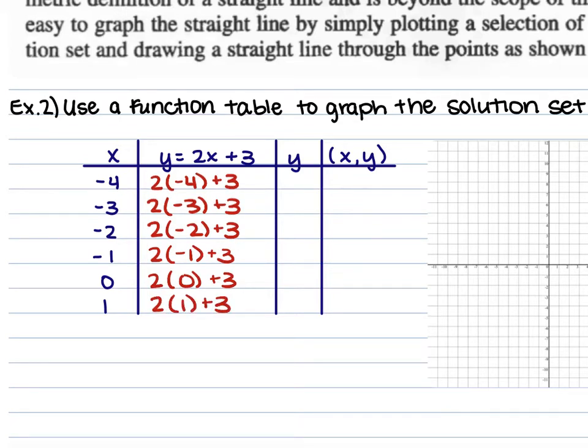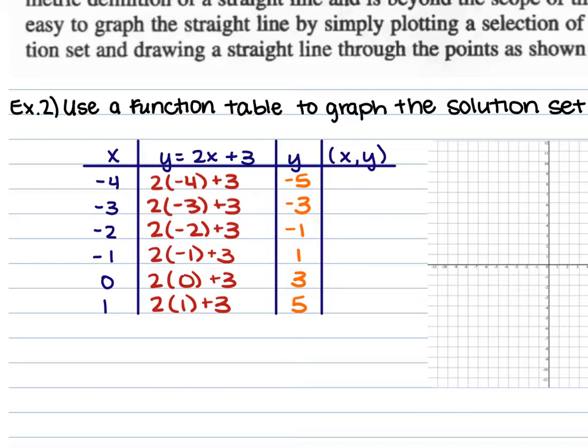Going back to the top, that 2 times -4 is -8, plus 3 is -5. The 2 times -3 is -6, plus 3 is -3. The 2 times -2 is -4, plus 3 is -1. 2 times -1 is -2, plus 3 is +1. 2 times 0 is 0, plus 3 is 3. 2 times 1 is 2, plus 3 is 5.